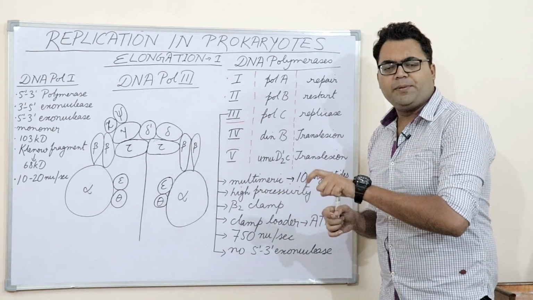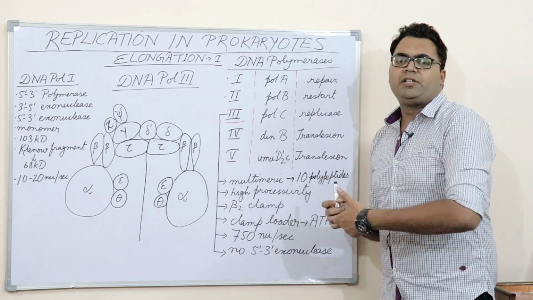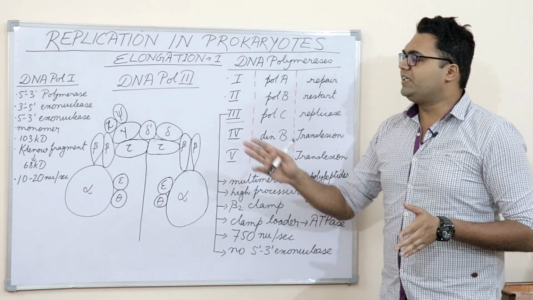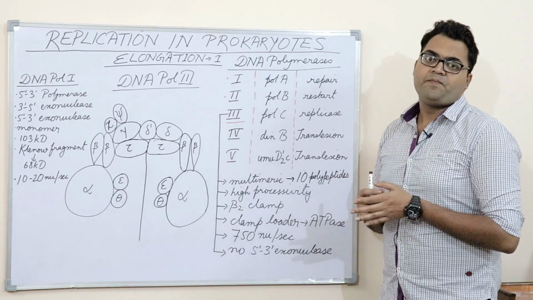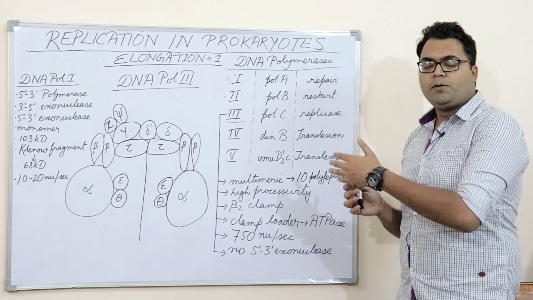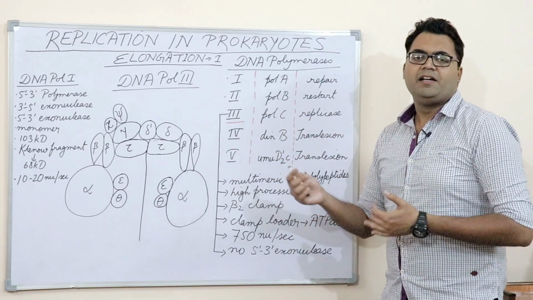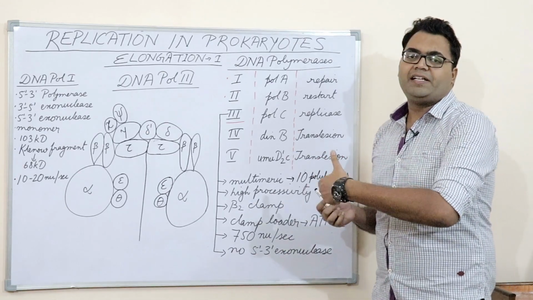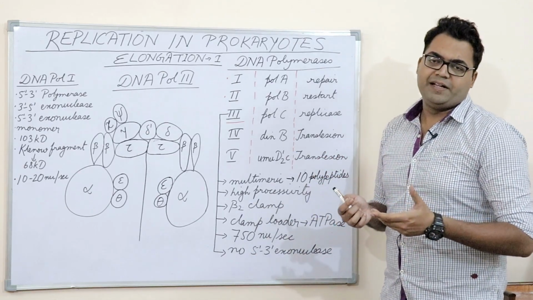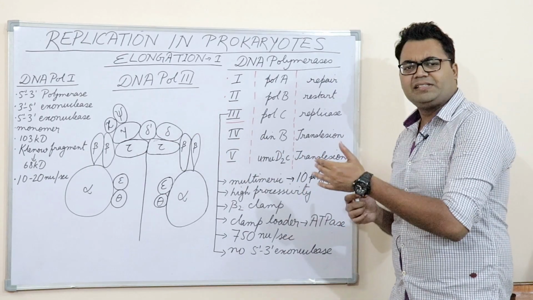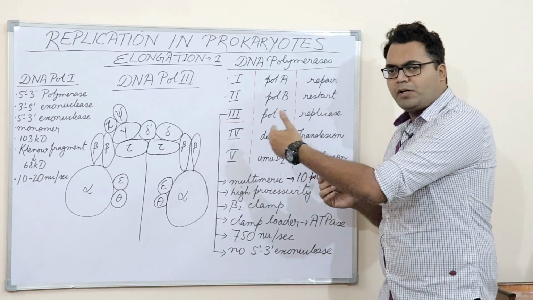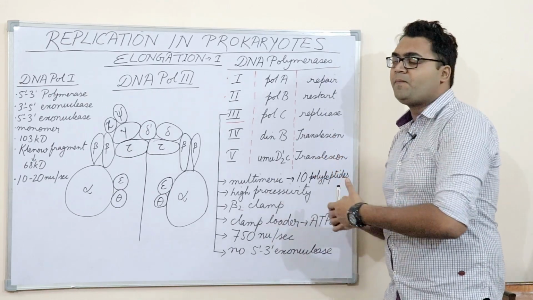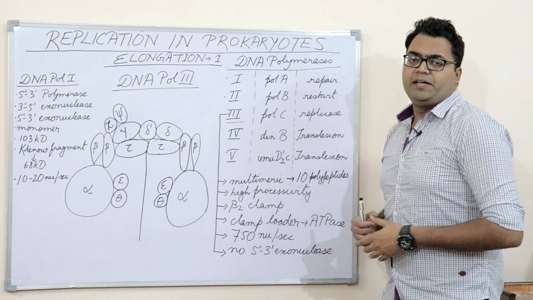Now it's the only polymerase which has got the 5 to 3 prime exonuclease activity. There is no polymerase in the eukaryotic system which has got the 5 to 3 prime exonuclease activity. That's why, in order to remove the multiple primers in the lagging strand or the Okazaki fragments in the eukaryotic system, there is a specific enzyme known as FEN1 or flap endonuclease 1, whereas the same process is carried out by the 5 to 3 prime exonuclease activity of DNA polymerase 1 in the case of prokaryotes.